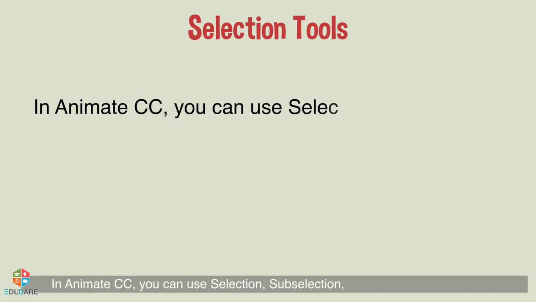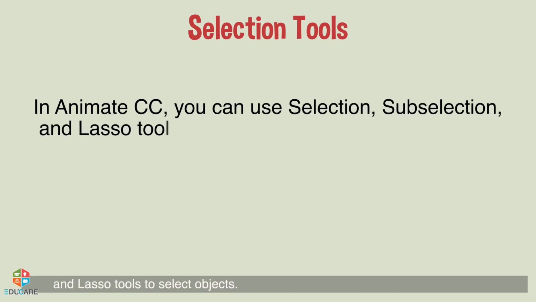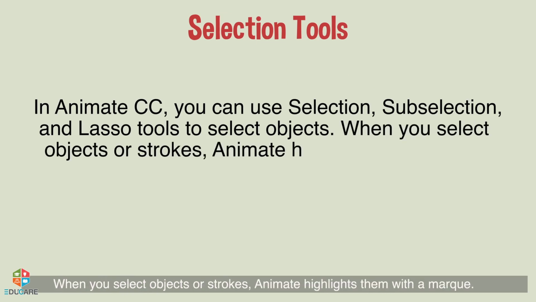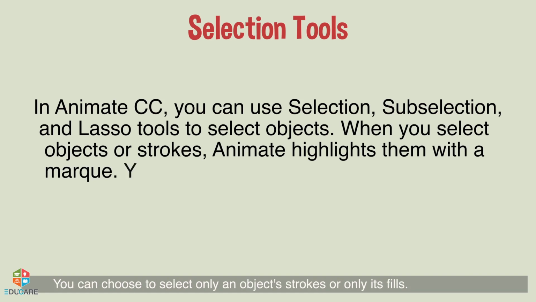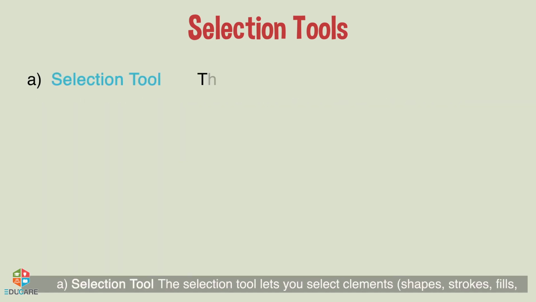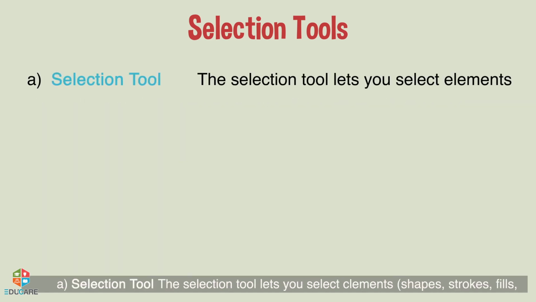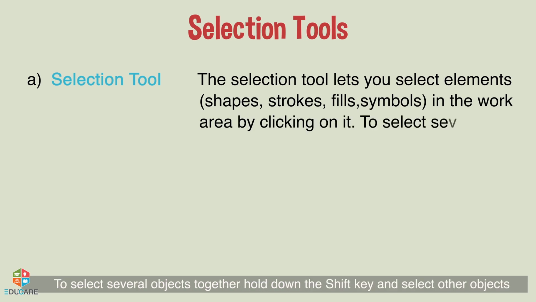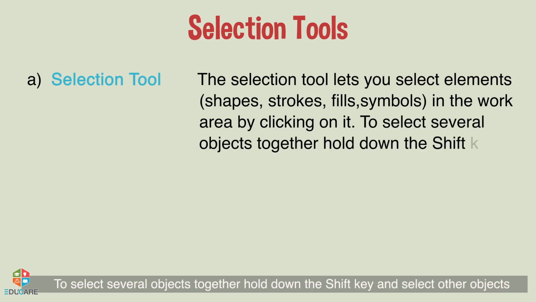Selection tools. In Animate CC, you can use selection, subselection and lasso tools to select objects. When you select objects or strokes, Animate highlights them with a marquee. You can choose to select only an object's strokes or only its fills. Selection tool. The selection tool lets you select elements like shapes, strokes, fills, symbols, etc. in the work area by clicking on it. To select several objects together, hold down the Shift key and select other objects.